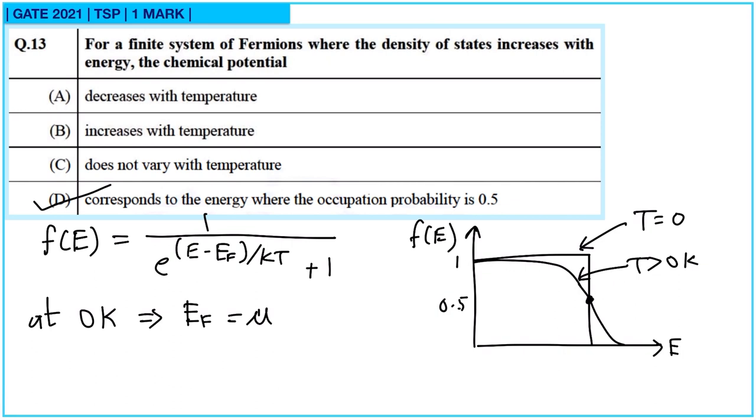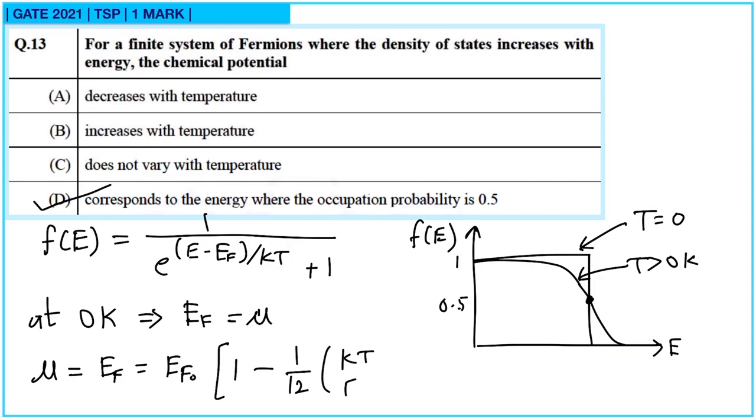So as we increase temperature, this mu will also depend on temperature, and this mu is equal to EF, which is equal to EF naught, where EF naught is the value of Fermi energy at 0 temperature, times 1 minus 1 by 12, and here we have kB upon EF naught square. So from here we can see if temperature increases, then mu decreases. So it decreases with temperature. So option A is also correct. So here A and D are correct.